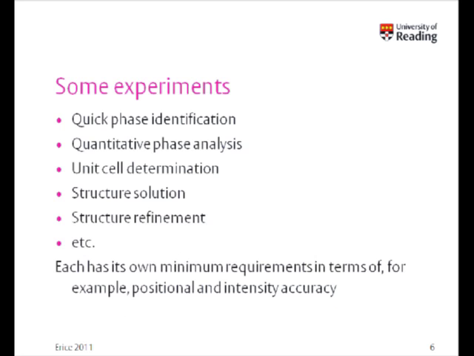And Ian in his chapter mentions a number of possible outcomes of a powder diffraction experiment, of which just a few are listed here. The typical one of sticking the sample on to see if it's the crystalline phase that you expect, a quantitative phase analysis, indexing, solving, and refining. Each one of these different experiments has its own requirements in terms of peak accuracy and peak intensity accuracy, and you can tailor your data collection strategy according to the outcome that you're looking for.